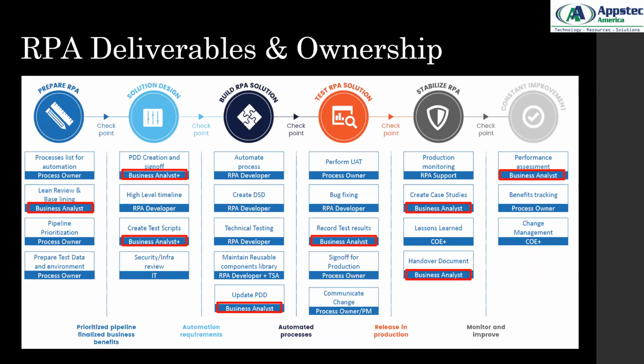Now to test the RPA solution, we have seen that the business analyst would be involved in testing, performing the UAT, recording the test results, maintaining the traceability matrix, and maintaining the test cases with respect to any debug or failure that needs to be recorded and reported back as a bug to the developer.